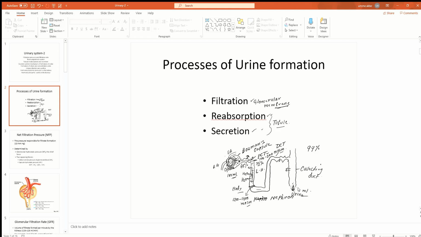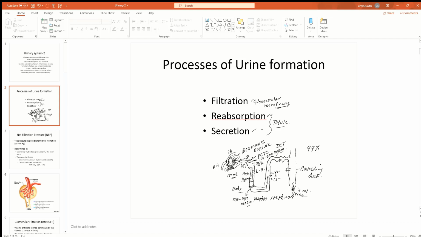Now the fluid will do what? It will start to go up this way, right, through the ascending limb of the loop of Henle, and this part only allows some solutes to get out, not the water. This part is not permeable to water, so only the solutes will get out. Which solutes? Sodium, potassium, and chloride.